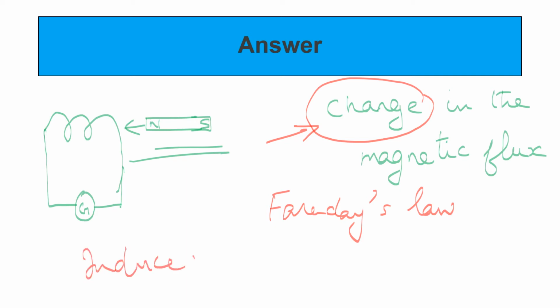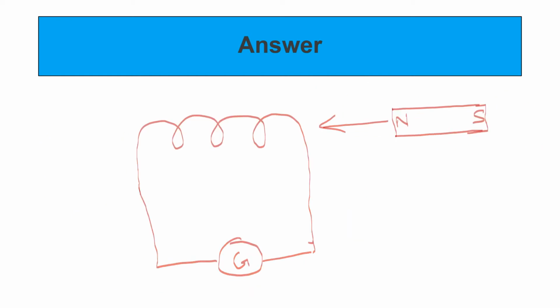Therefore, you must remember, only when the bar magnet is moving, there will be deflection in the galvanometer. When this bar magnet is stationary, there will be no deflection in the galvanometer, because then there will be no induced current. What is the direction of the current flow in this coil? To find out the direction of the current flow, there is a law called Lenz's law.